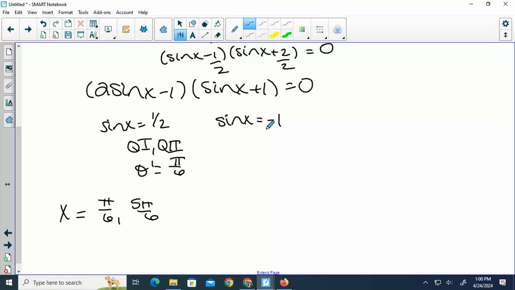When is sine negative 1? Think about the unit circle. Sine is your y, so y is negative 1 at 3 pi over 2.